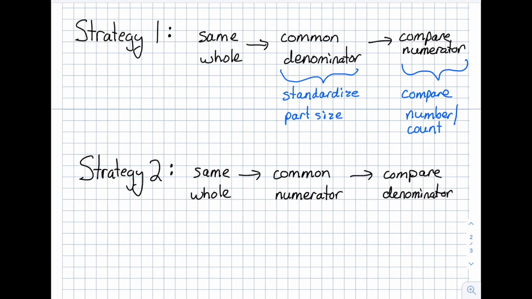In our second strategy, we'll again start with the same whole for each fraction. We'll make the numerator the same, so we'll be looking at the same number of parts, like if we were shading in an area model, the same number of shaded parts. But we'll compare the denominator because that will be the one difference, and that'll tell us the size of the parts. So if we have the same number of parts, then it matters which parts are bigger and which parts are smaller.